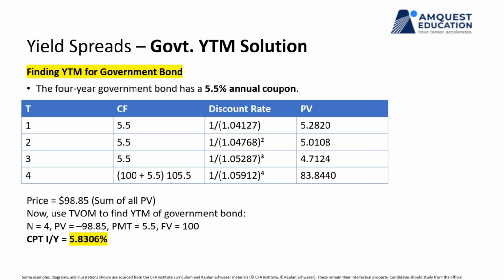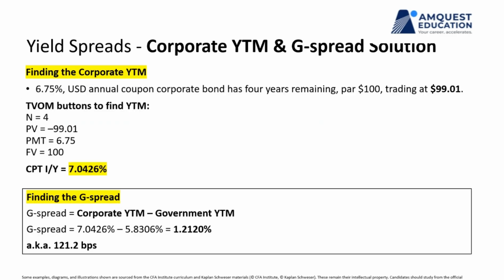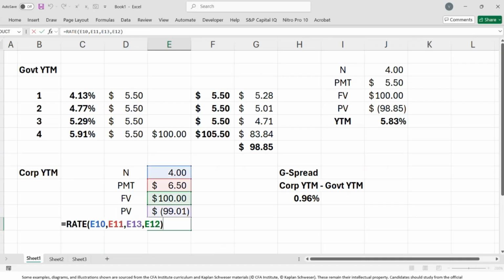So the 4-year government bond has a 5.5% annual coupon. Yeah, this is exactly the one which we did right now. They are getting an answer of 5.83%. What is our answer? 5.83%. Corporate YTM 7.04%. Why are we not getting 7.04%? I'm getting 6.79%.